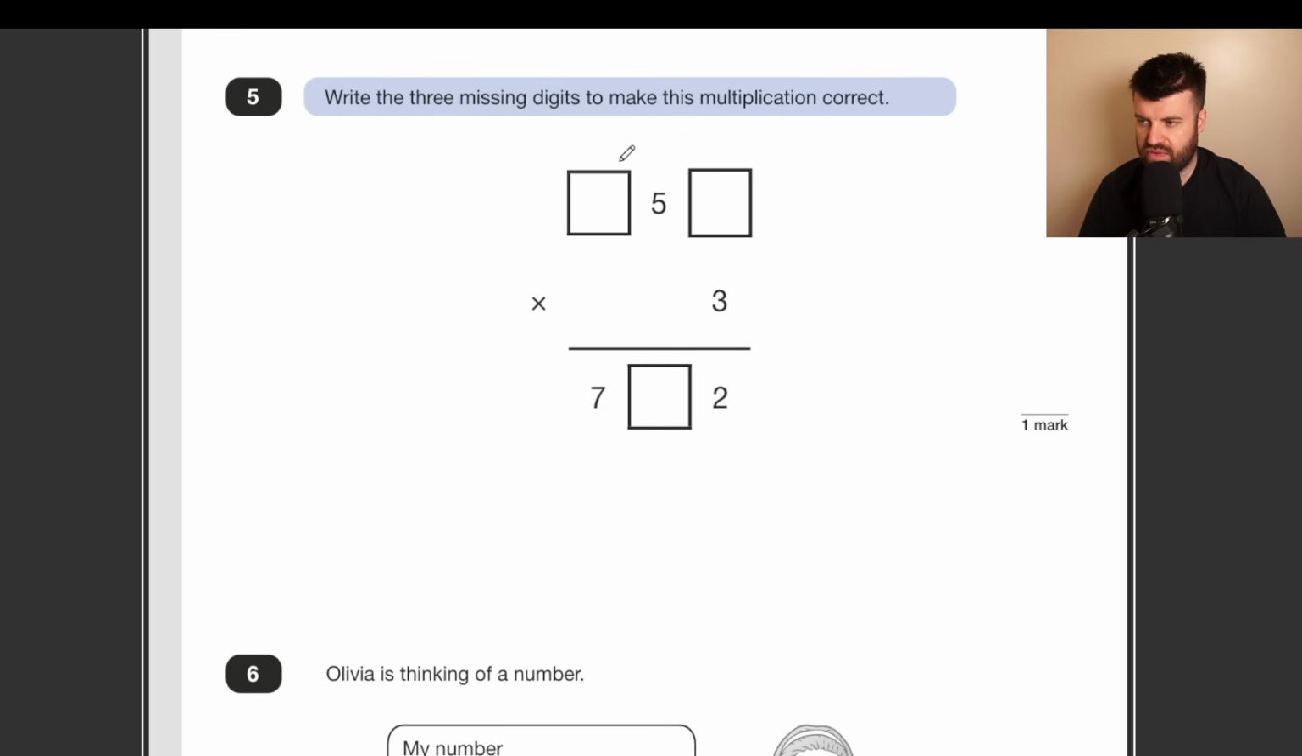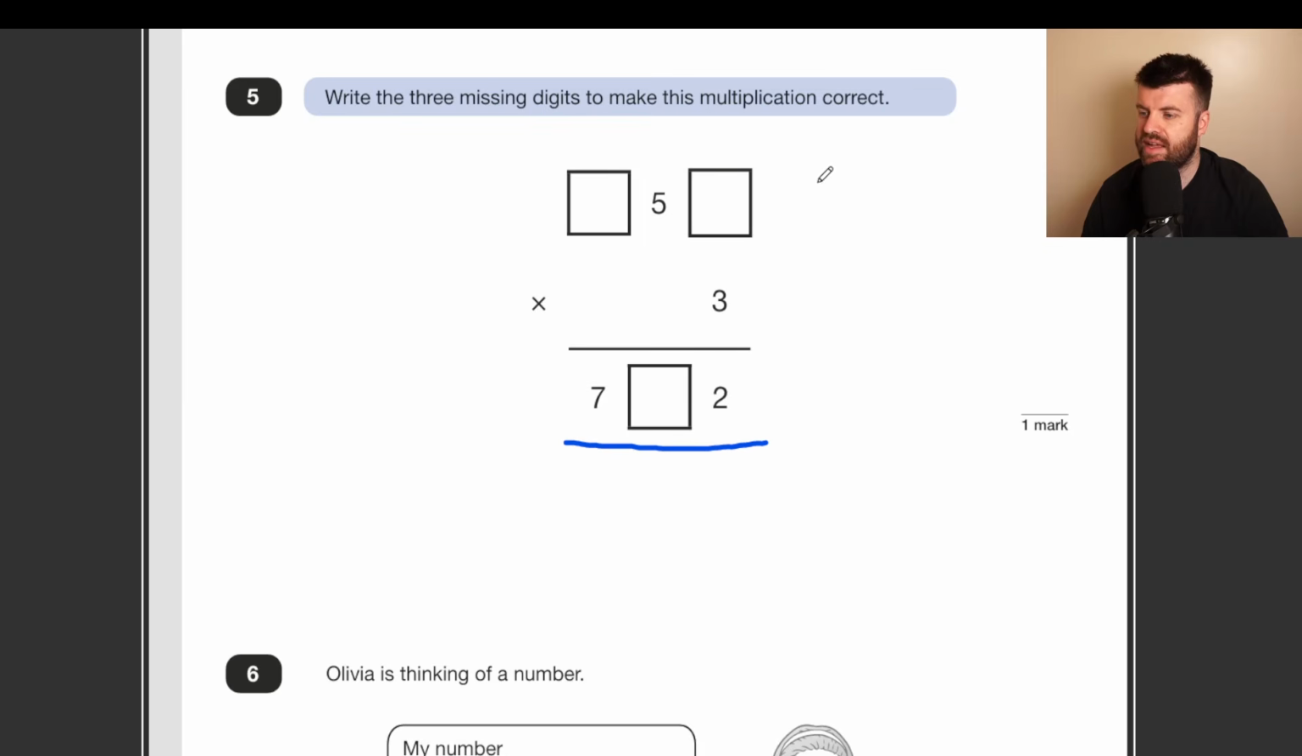Question 5, write the 3 missing digits to make the multiplication correct. This is a really interesting question because there's always going to be some kind of exchanging going on. That's very often what happens with these missing digits. We think, well, there's going to be some exchanging because straight away, something multiplied by 3, so something in the 3 times table, ending in a 2. Well, that's the point. It has to end in a 2 because something times 3 can't be 2.